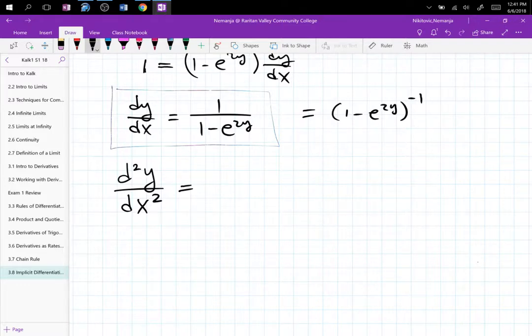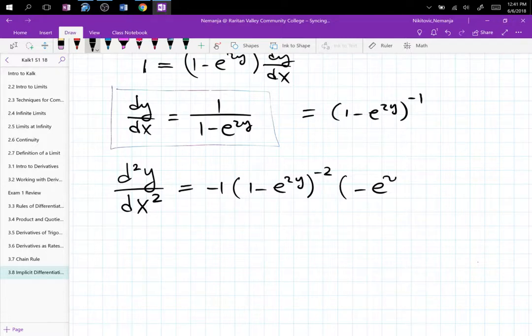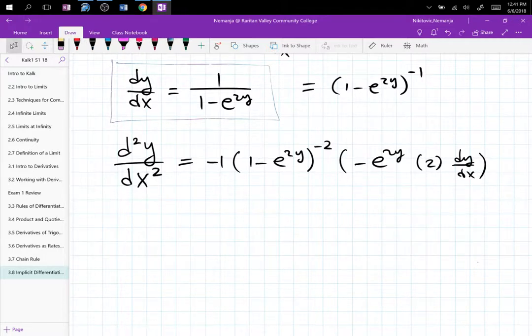All right, so we go. -1, 1 minus e to the 2y, subtract 1, so that becomes -2 now, times the derivative of the inside. Derivative of 1 is 0, and derivative of this thing is -e to the 2y, times the derivative of the top, which is 2, and times dy dx. Whew. Spicy. -1 and the negative in front of e, they cancel, so we just have a positive value there.